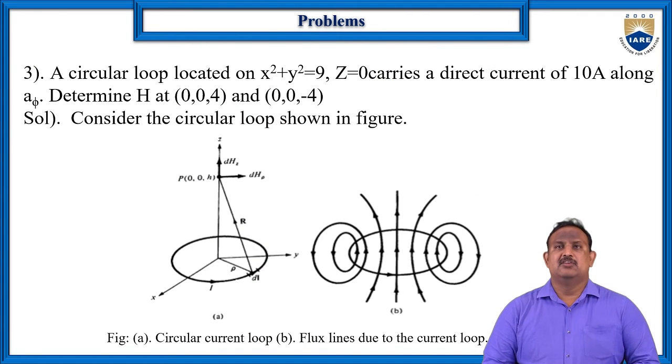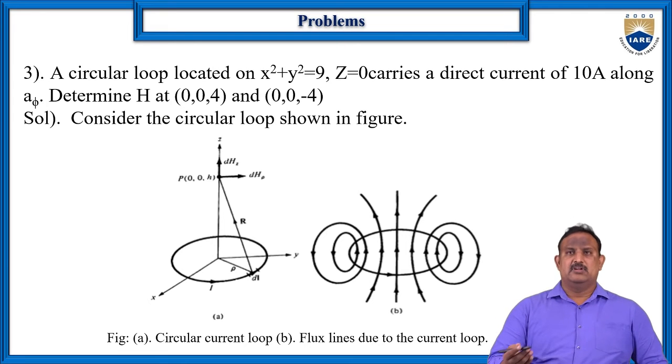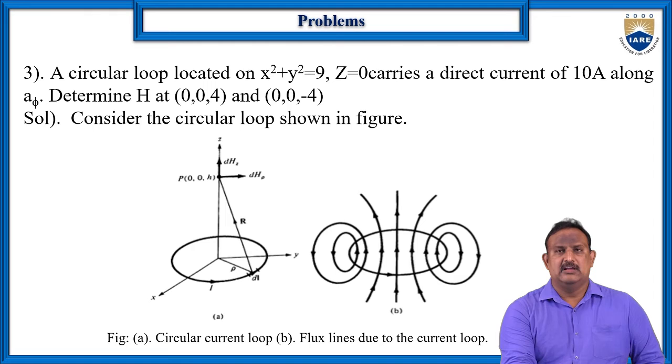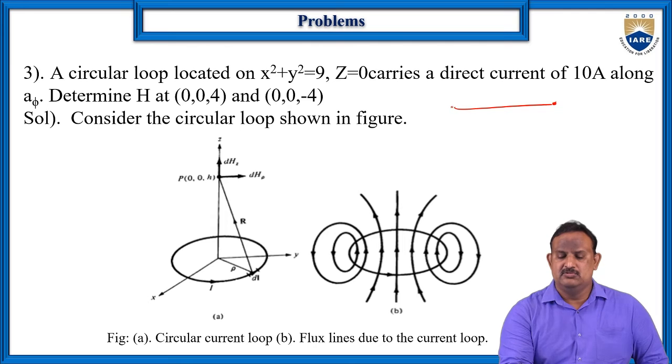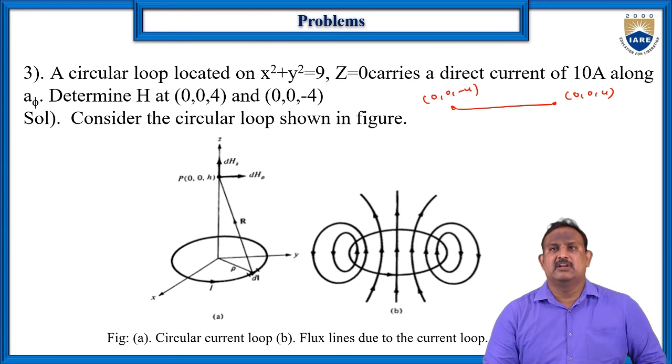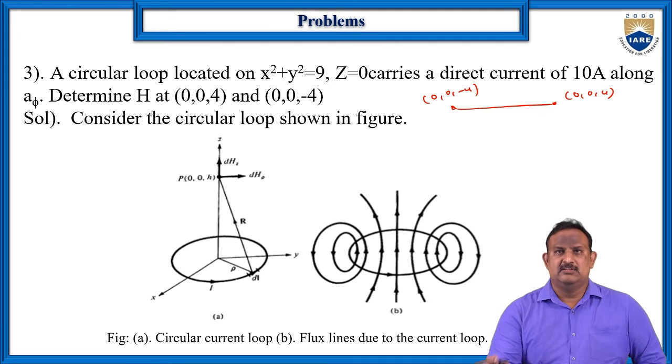Next one: a circular loop located on x square plus y square equal to 9 and where z equal to 0 carries a direct current of 10 amps along a phi, where a phi is a unit vector. Here determine H at (0, 0, 4) and (0, 0, minus 4). So we need to find out the magnetic field intensity at these two points, because they are exactly opposite to each other. One is in the positive region, another one is in the negative region.